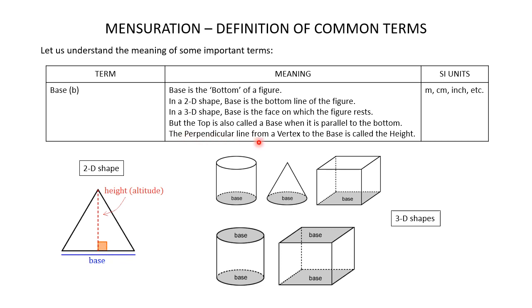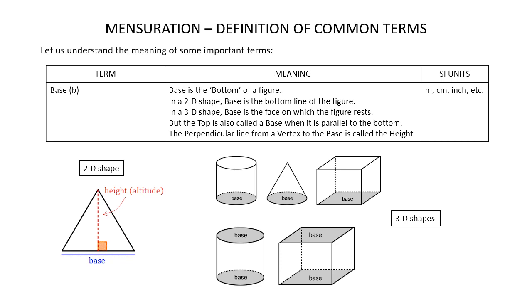The perpendicular line from a vertex to the base is called the height. The SI units of base are meters, centimeters, inch, etc. Let's understand the term base for 2D shapes and 3D shapes.